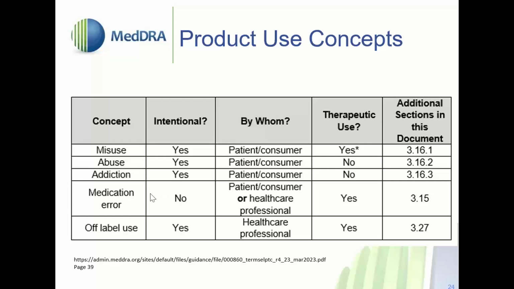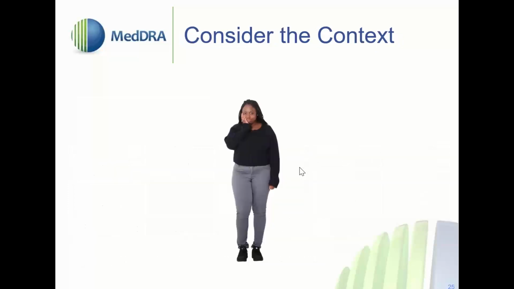And then you could go down the chart and read it. Like here we have off-label use, was it intentional? Yes, by a HCP or healthcare professional. Was it for therapeutic use? Yes. Whereas abuse and addiction are not considered for therapeutic use. And then we give you the sections in the PTC where you can locate this information if you would like more. So let me illustrate these scenarios with some practical examples.